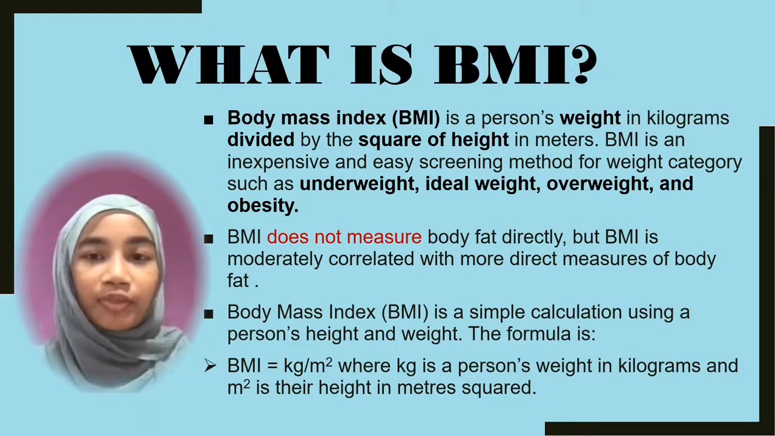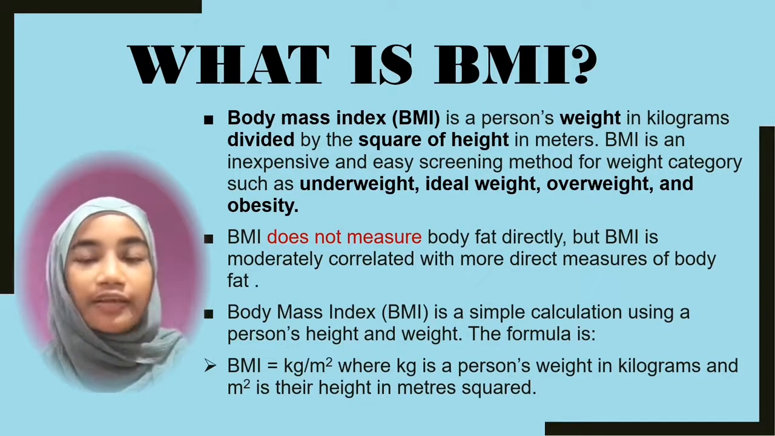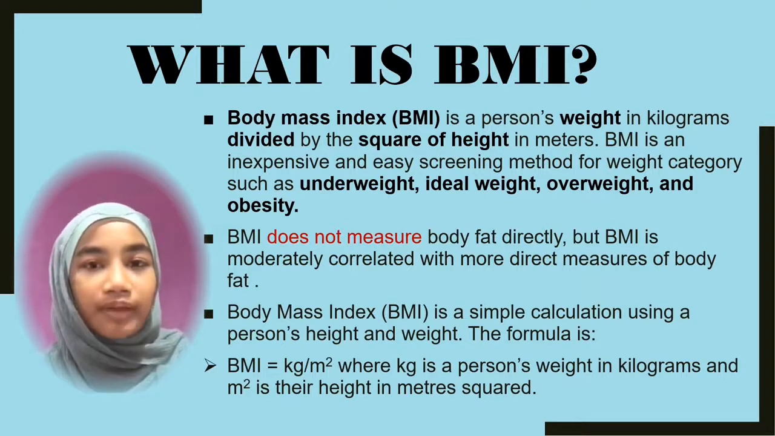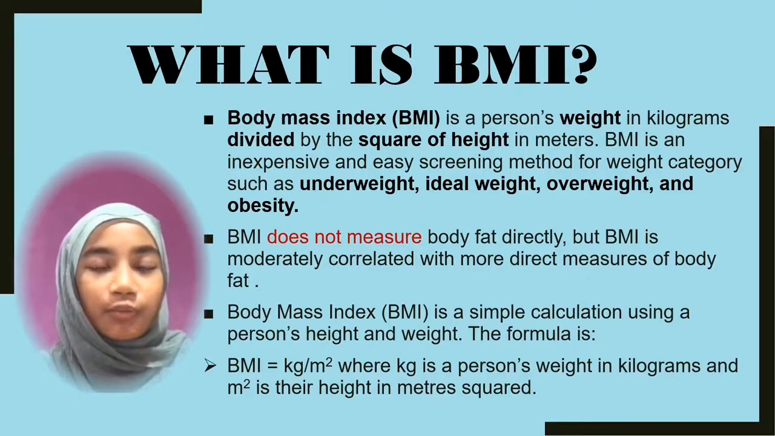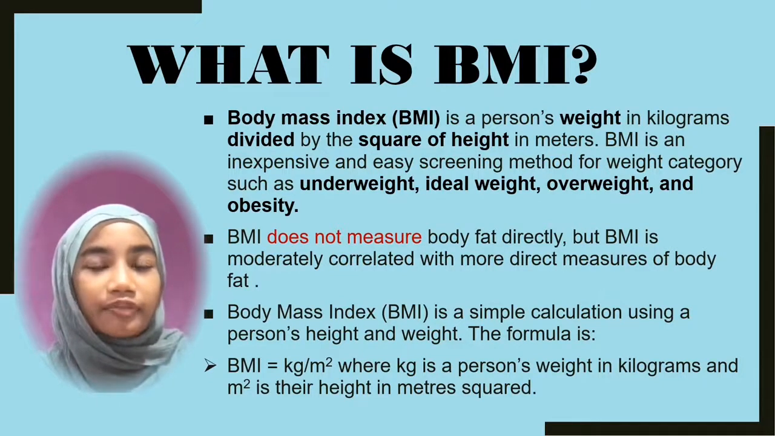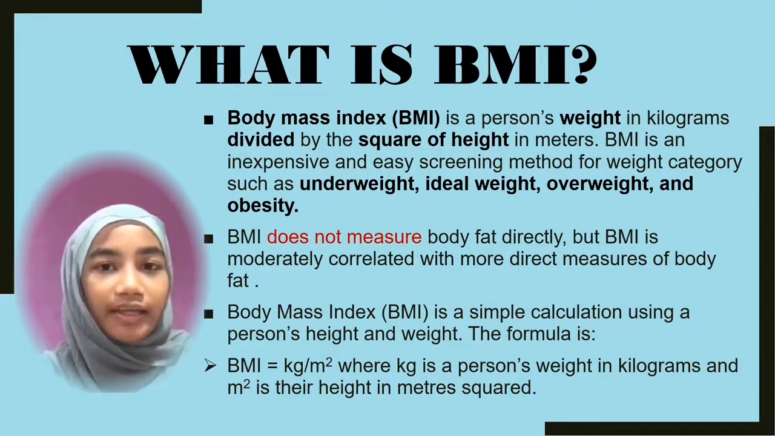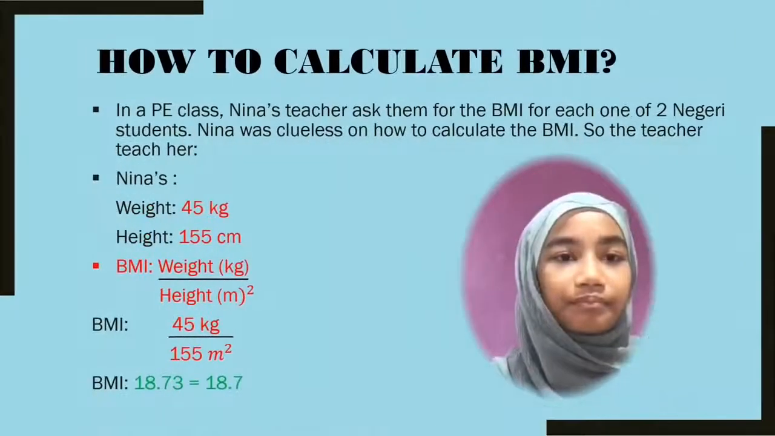Body mass index or BMI is a simple calculation using a person's height and weight. The formula is BMI equals kg per meter squared, where kg is a person's weight in kilograms and m squared is a person's height in meters squared.